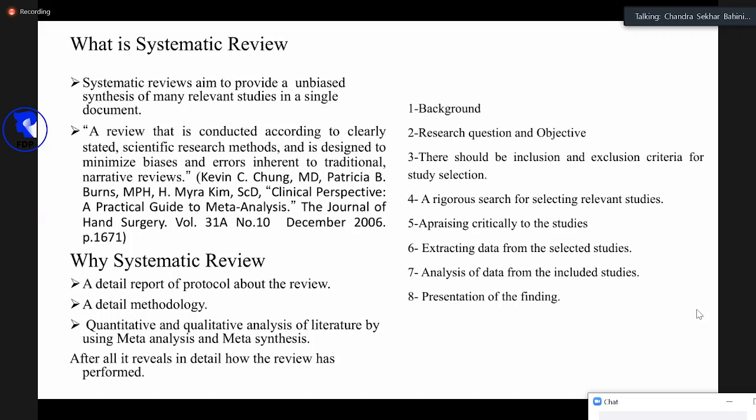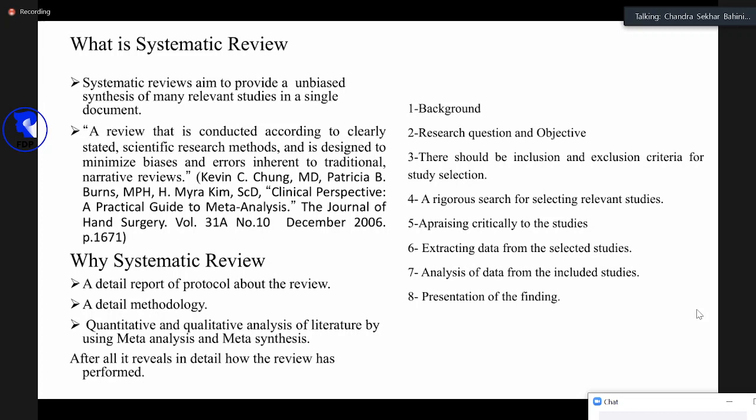In the public policy program, or when teaching IAS officers or any bureaucrats, when the government designs a policy, they have to generate some evidence. How can you generate the evidence? You follow a systematic review approach. That evidence guides the policymakers to design policies. The systematic review aims to provide an unbiased synthesis of many relevant studies in a single document.